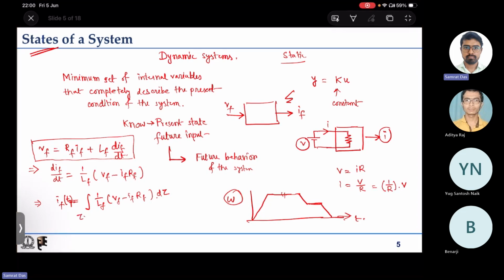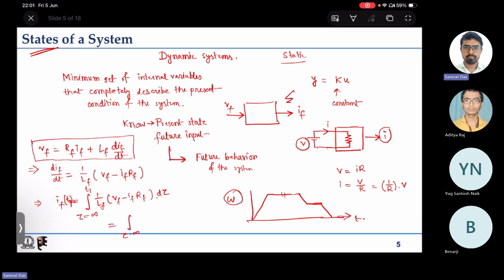Tau is from minus infinity to this instant, t1. We need to do the integration for all this duration, right? So can we reduce it further? Can we reduce the integration? So we can write minus infinity to 0.